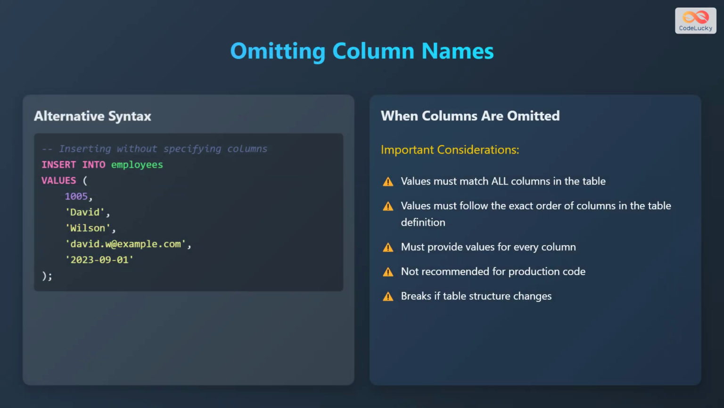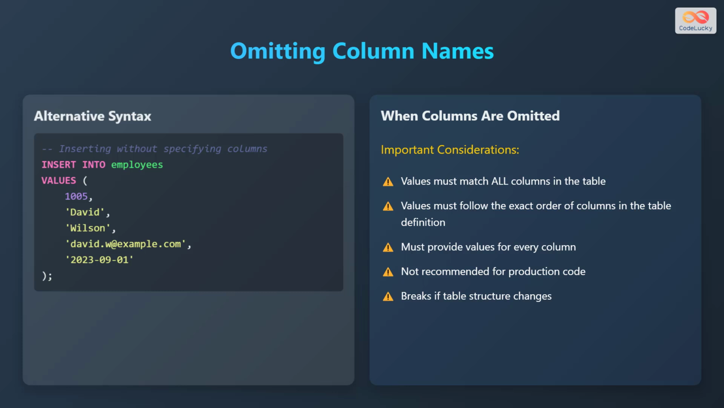Here is an alternative syntax. The insert statement starts with the comment, inserting without specifying columns, then the insert into keywords followed by the employees table name. The column names are not specified here. After that, we use the values keyword and provide the corresponding values such as 1005 for employee ID, David for first name, Wilson for last name, david.w@example.com for email, and September 1, 2023 for hire date.